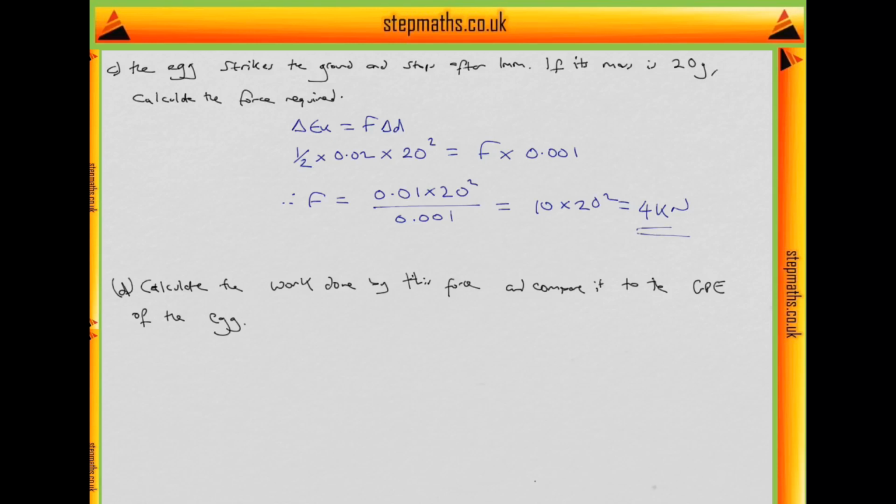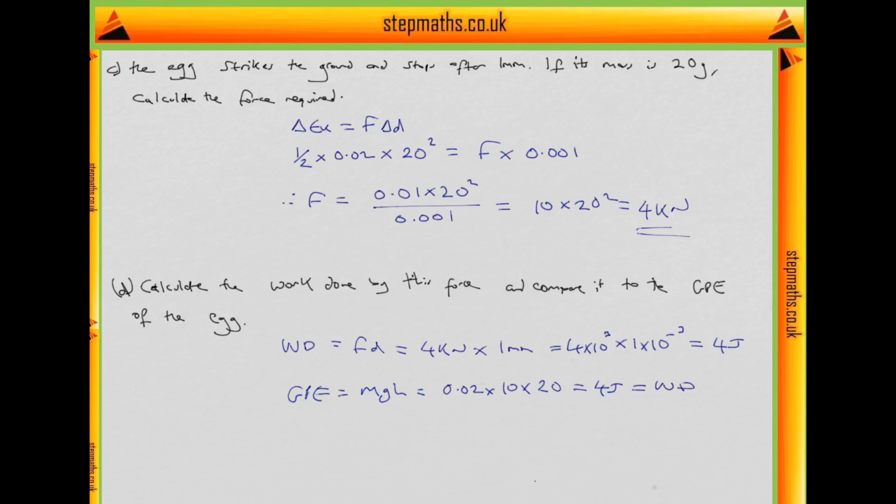And part D, to calculate the work done by this force and compare it to the gravitational potential energy of the egg. Well, work done is simply force times distance. So that's 4 kilonewtons times 1 millimeter. So that's 4 times 10 to the 3 times 1 times 10 to the minus 3, which is 4 joules. Now, what was the gravitational potential energy of the egg? Well, that's mgh. So that's its mass times g times the height it was at, which is 20 meters, and that's 4 joules. So you see, that's actually equal to the work done. So the work done by the force is equal to the gravitational potential energy it had at the top.